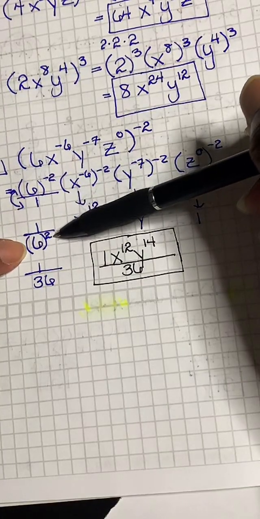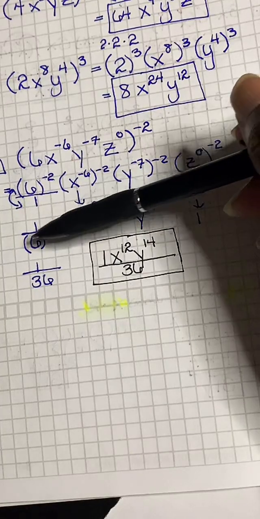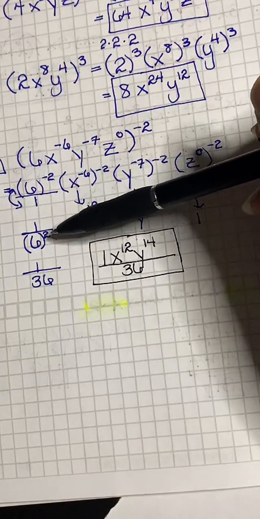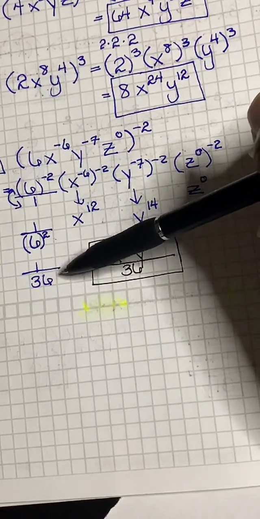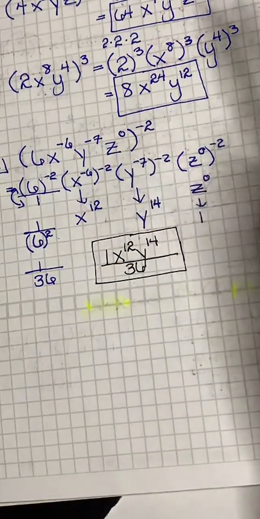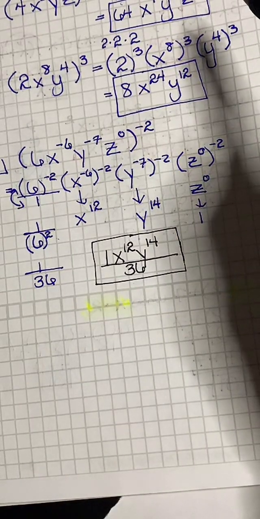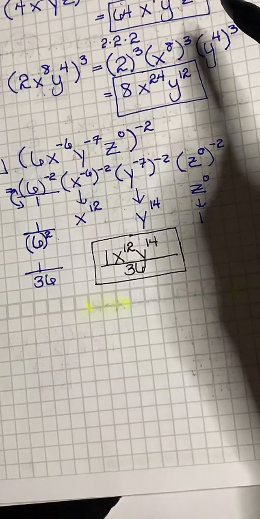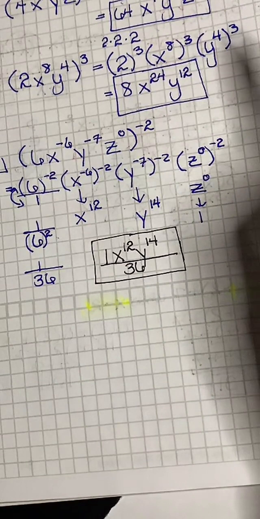And then you have 6 raised to the positive 2. So 6 squared, that's 6 times 6. That's where the 36 came from. And that's why it goes in the denominator. Yes, it'll be wrong, Big Al. Because it's not z to the first. It's 0. Z is gone.